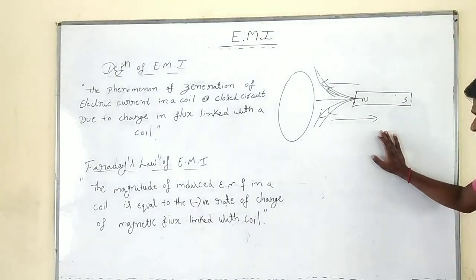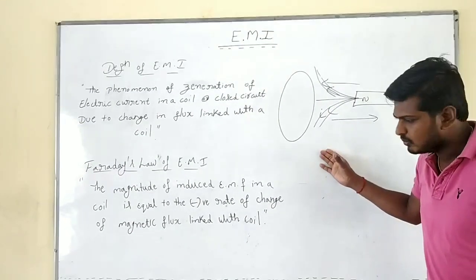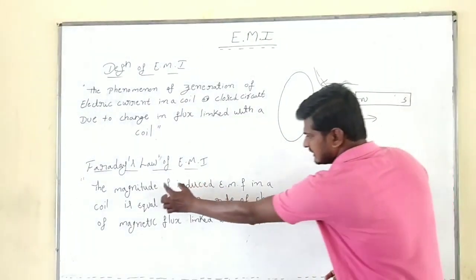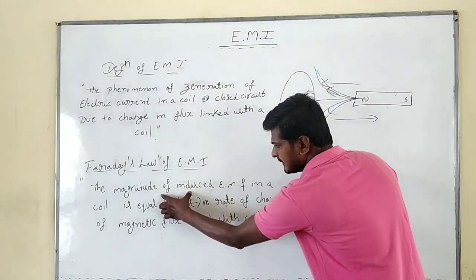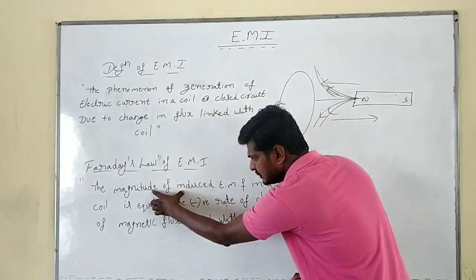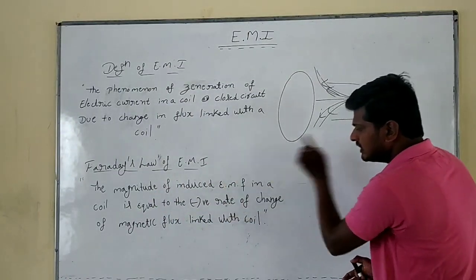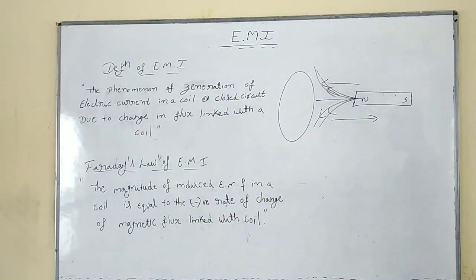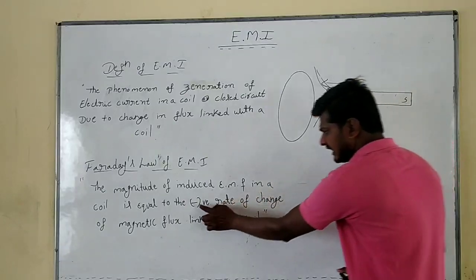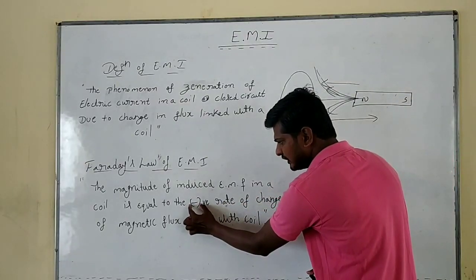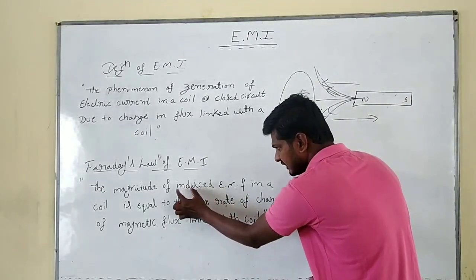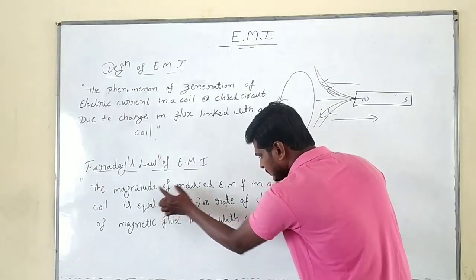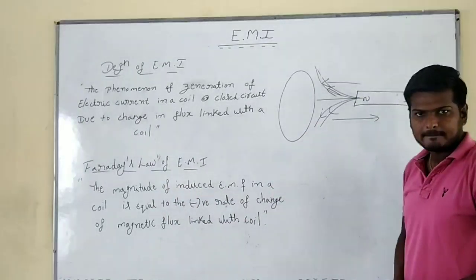Yes, the induced current will be more, which means the EMF is also more. That's why we say that the magnitude of the induced EMF is equal to the negative rate of change of magnetic flux. I will explain the negative sign later in Lenz's law. Now, you can remember, the magnitude of the induced EMF is equal to the rate of change of magnetic flux.